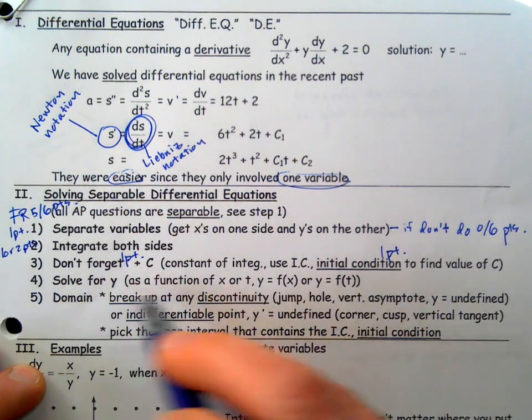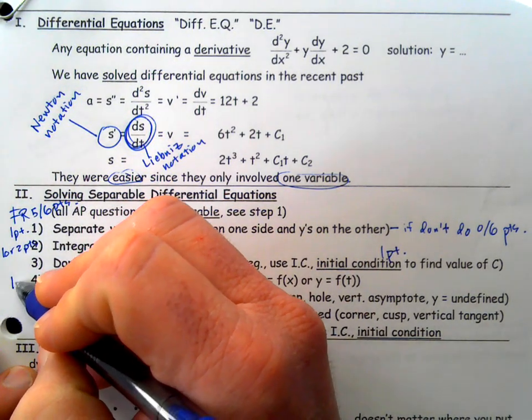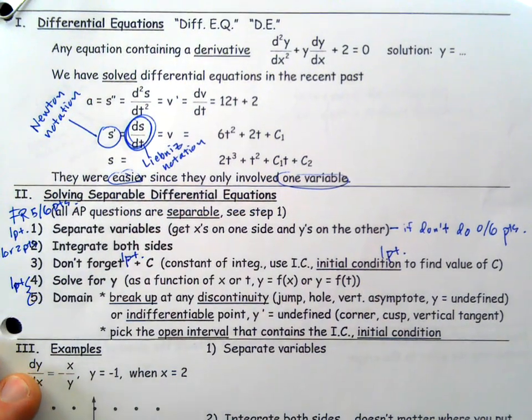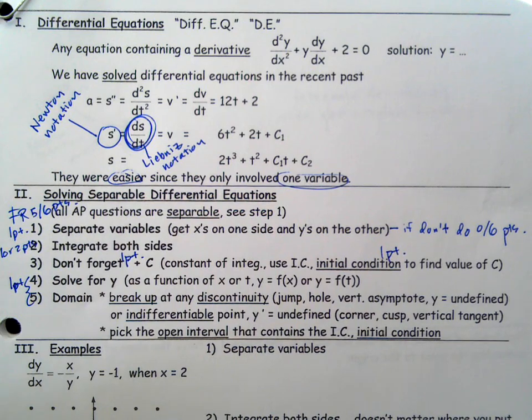Then we have to solve for y, which is usually some algebra. And this might be 1 point combined with parts 4 and 5. This is usually the most labor intensive part, but also the least calculus type of work, more algebra, trying to get y by itself.